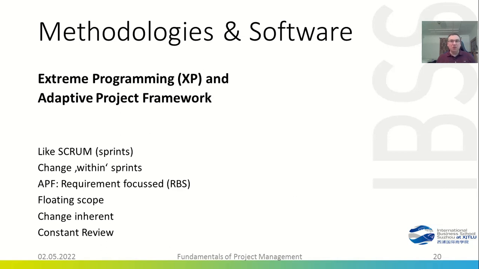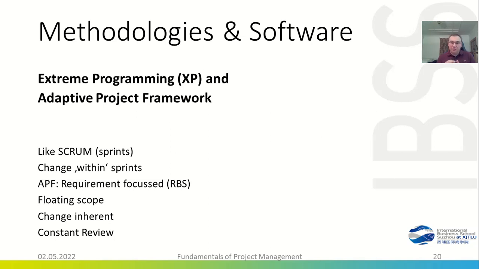Two relatively new components of Agile project management are extreme programming and adaptive project framework. These allow changes within sprints, so you don't have a fixed scope. The scope is floating, and these methodologies have basically change written into them and require constant review of the project, basically daily.